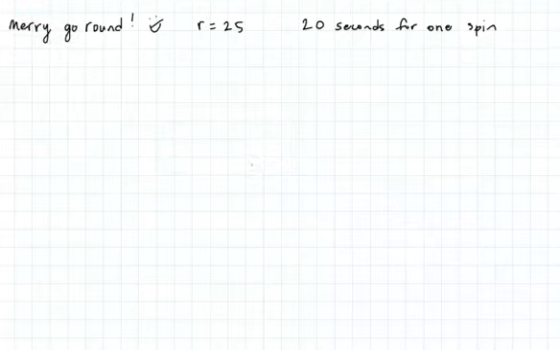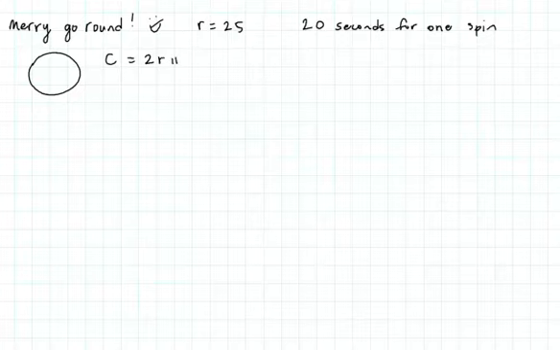Take a look at a couple of these word problems that I like in this section. The merry-go-round problem. Every time a merry-go-round goes around, it will go the length of the circumference of that circle. Circumference is 2 times your radius pi. The radius is 25, so that'll be 2 times 25 pi, which will give us 50 pi. It says in the rest of the problem here that the merry-go-round takes 20 seconds for one spin.